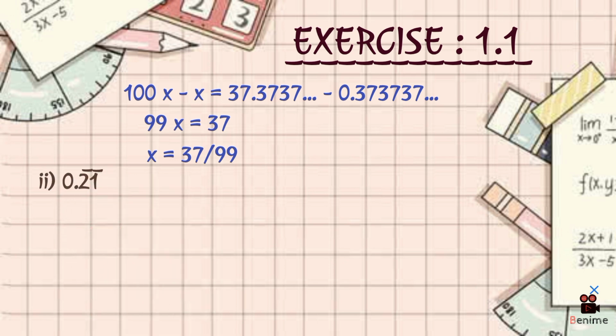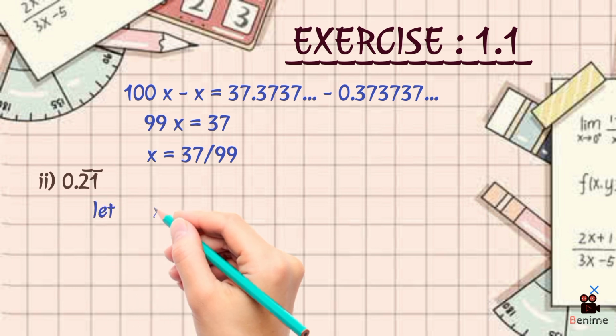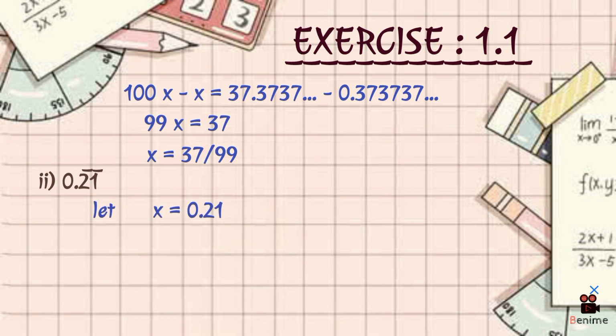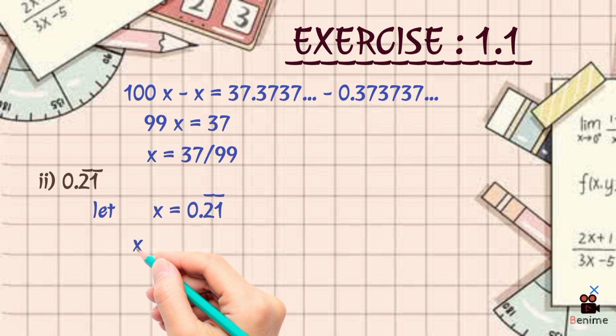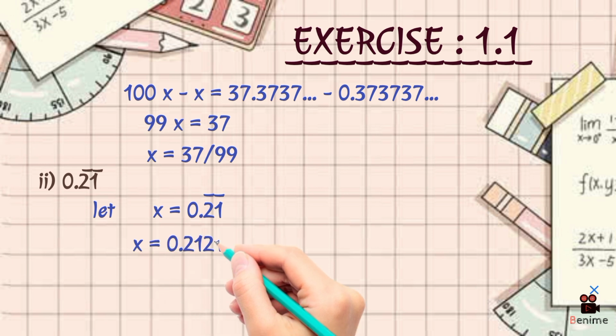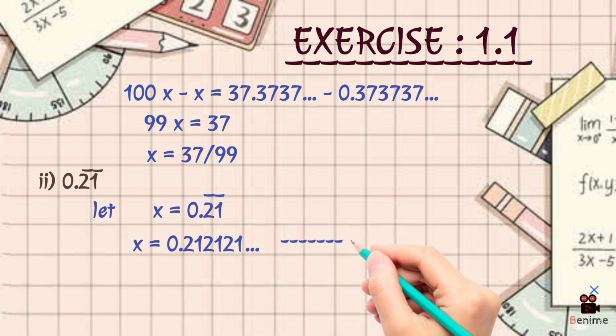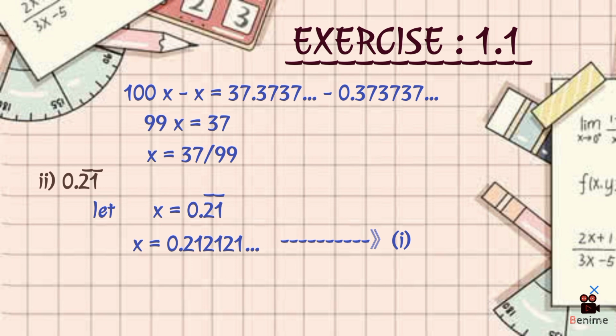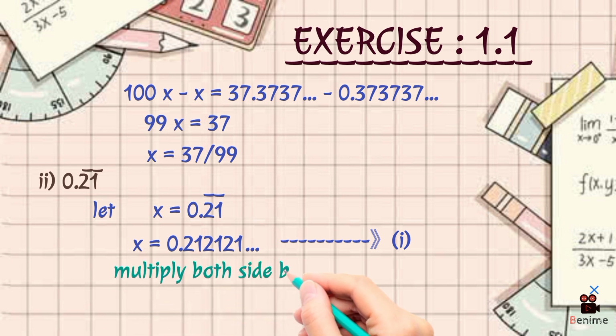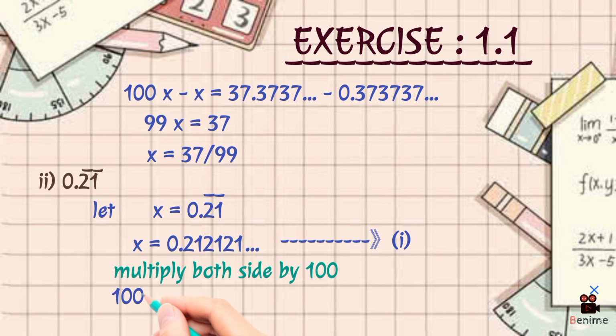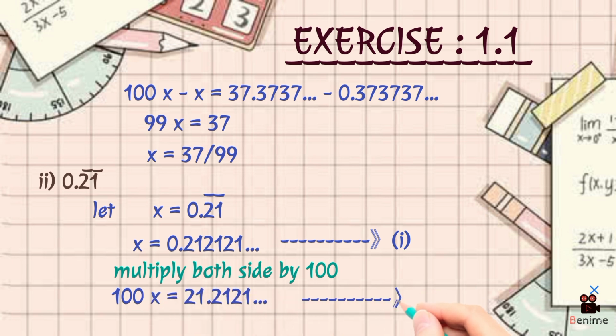Third is 0.21 bar. This bar means 2 and 1 is repeated infinite times. First let us consider x equals to 0.21 bar. Then x equals 0.2121 and so on. And mark it as equation number 1. Now multiply both sides by 100. Equation becomes 100x equals 21.2121 and so on. And mark it equation number 2.